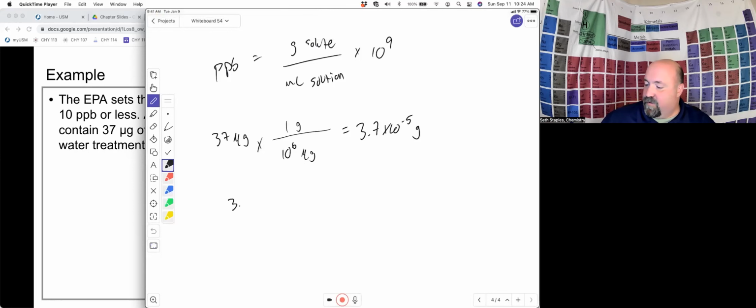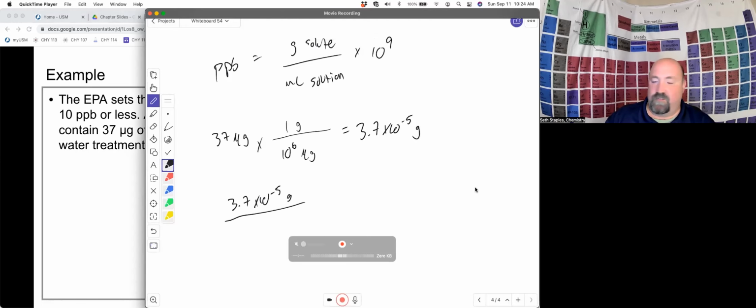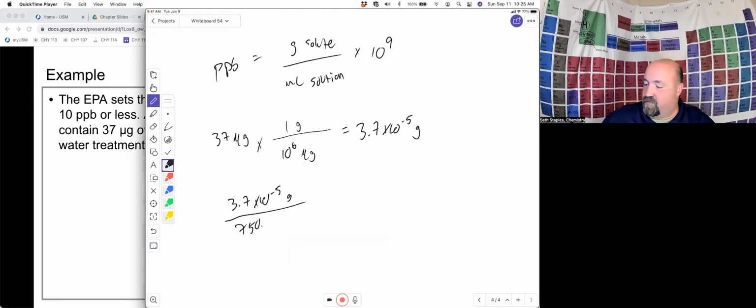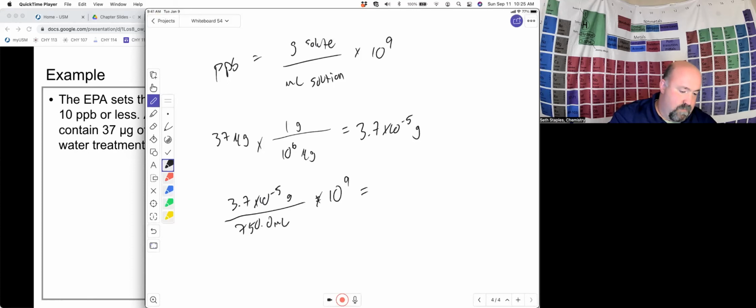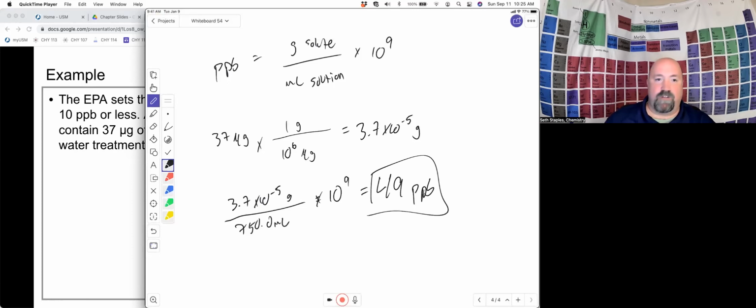So we're going to take that 3.7 times 10 to the negative 5th grams. Remember, divide that by our milliliters of solution, which was 750 milliliters, 750.0 to be precise. Actually, we're not going to equal that out yet. We still need to multiply that by our 10 to the ninth to convert that to a ppb. And we come up with 49 parts per billion arsenic.